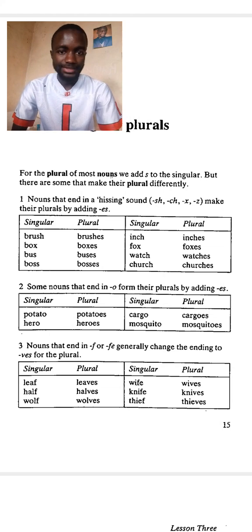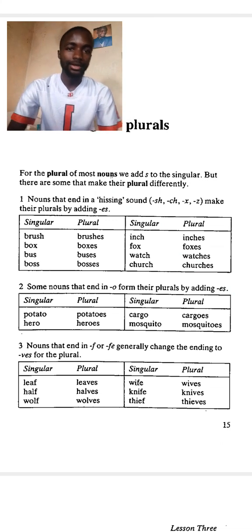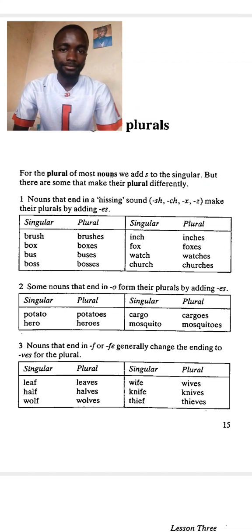Another example says cargo. Cargo, cargoes. Okay, so hero, we go again. I've said that one. Mosquito, mosquitoes. Okay, mosquitoes. What did we do? We just add an es to the word to make it a plural.